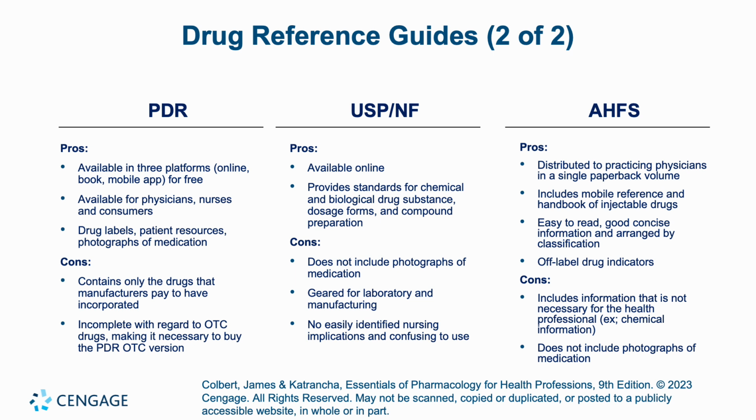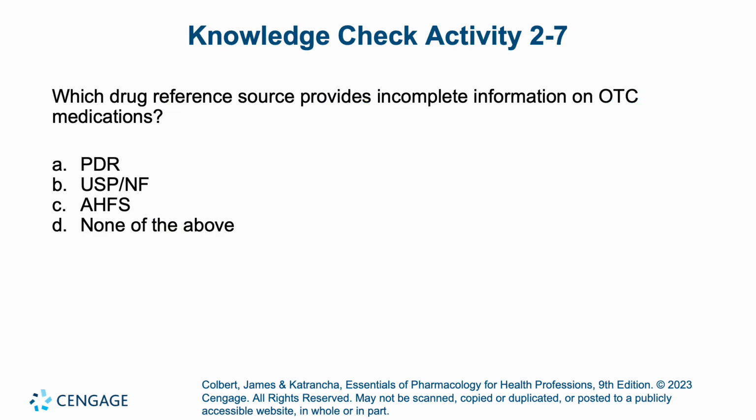And then the AHFS, the pros, it's distributed to practicing physicians in a single paperback volume, including mobile reference and handbook of injectable drugs. It's easy to read, it's concise, it's arranged by classification, and it also has off-label drug indicators. Cons, it includes information that's not necessary for the health professionals, such as the chemical information, and does not include photographs of medications. So you can see that those all have their own perks, and then they have some things that may make them less desirable, depending on what you're looking for.